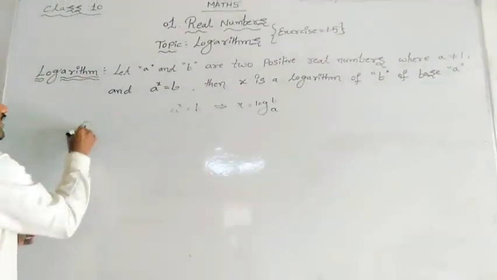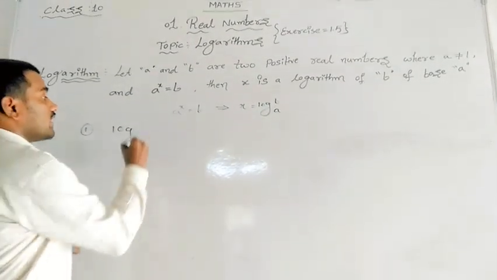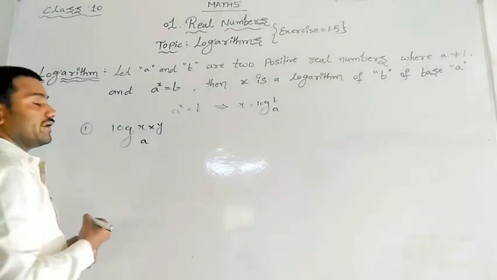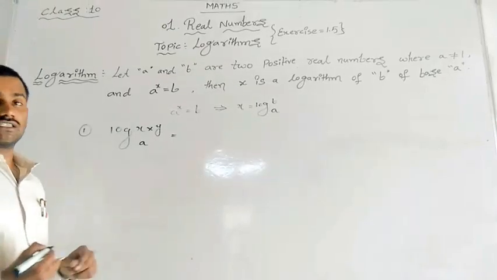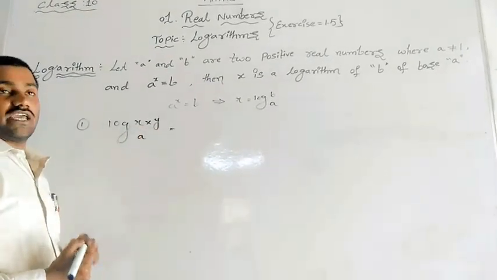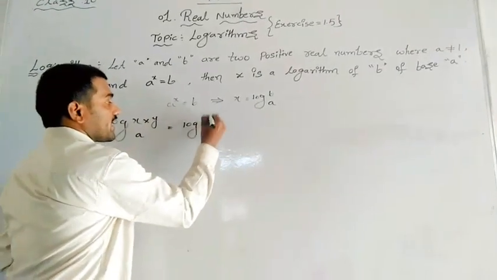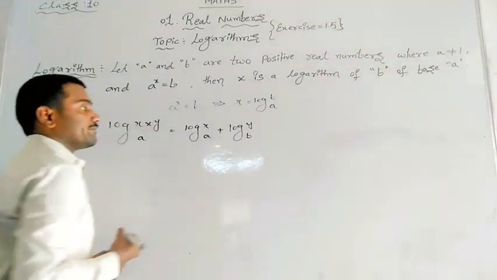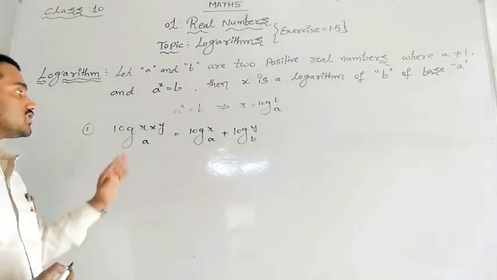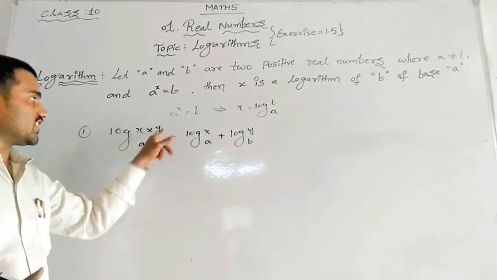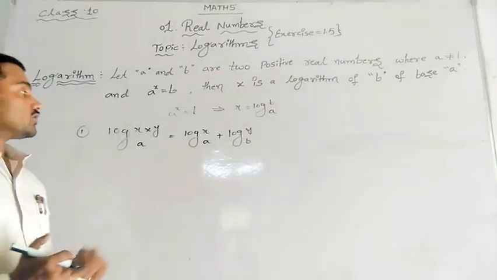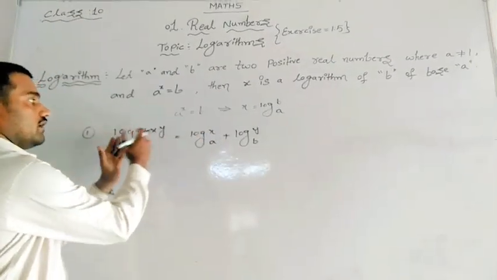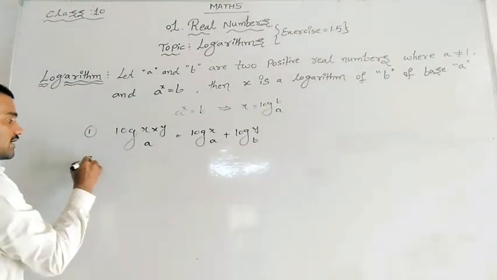Let's see. Formula number 1: log of x into y base a equals, here it is a multiplication, log x base a plus log y base a. This is the first formula, remember that. This is also known as the product rule. Product in the sense of multiplication. So log xy base a equals log x base a plus log y base a. It's very simple. Let's see one example on this.